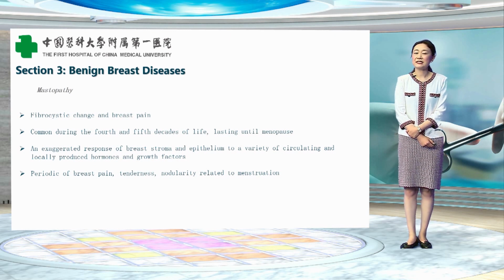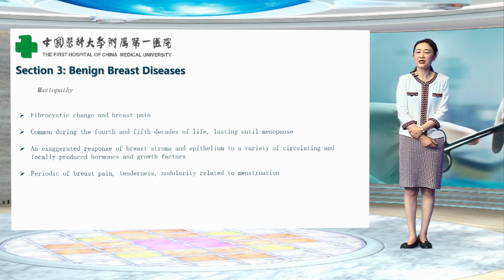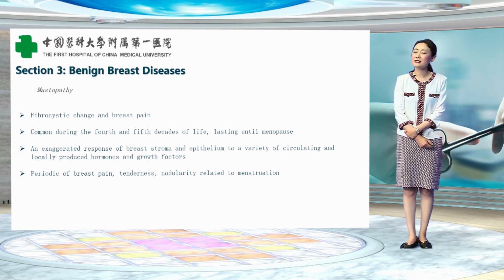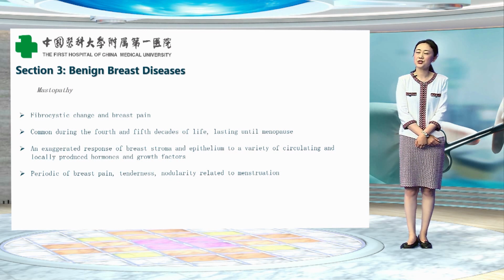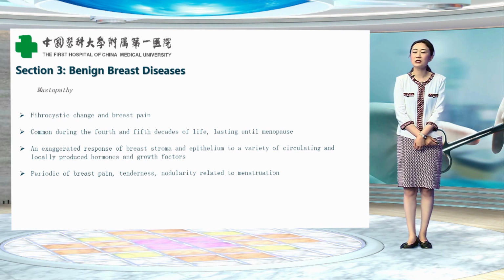And this kind of disease is very common during the 4th and the 5th decades of life and will last until menopause. After menopause, this kind of disease will be relieved. That might be because of an exaggerated response of breast stroma and epithelium to a variety of circulating and locally produced hormones and growth factors.